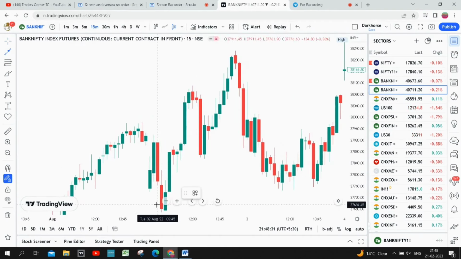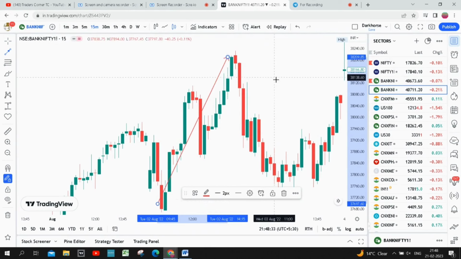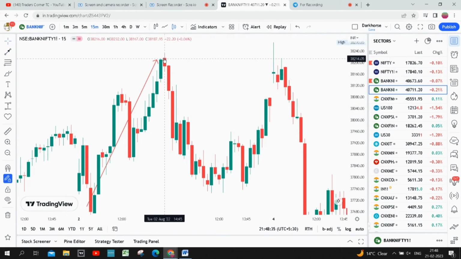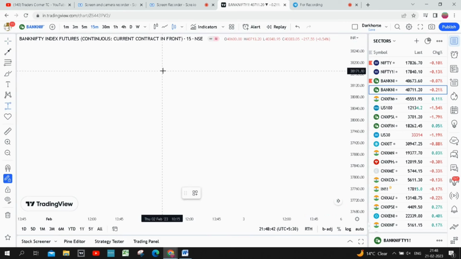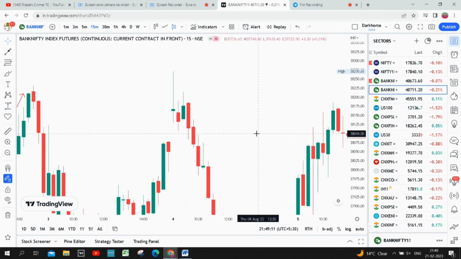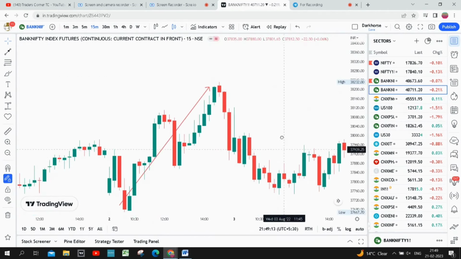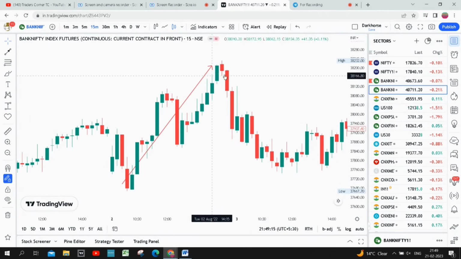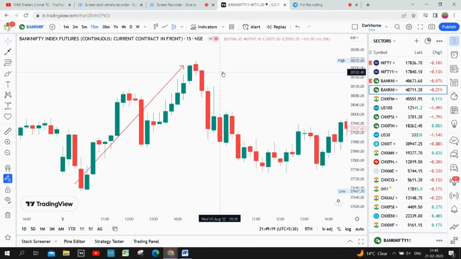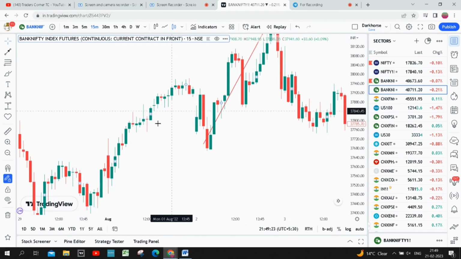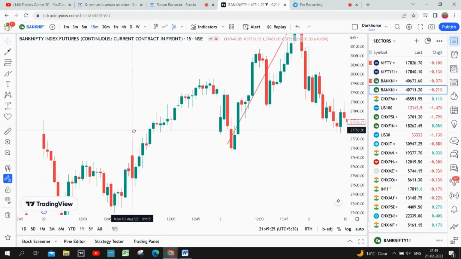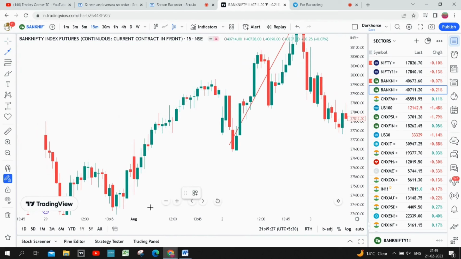So this is our uptrend. This is our doji candle followed by that big red candle. So which is our reversal zone? As I said here, this is an uptrend. In an uptrend, we'll start from here only.